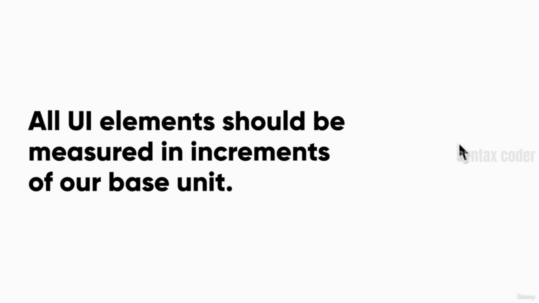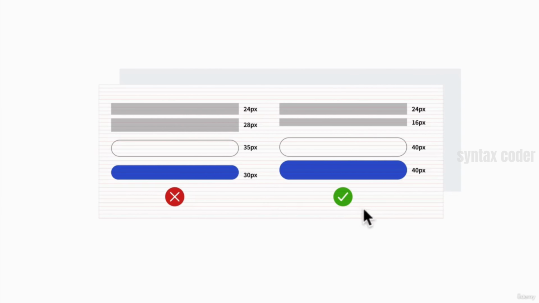Up next is sizing. Now, all UI elements should be measured in increments of our base unit. This helps us with a bunch of things like clear alignment, consistency, and hierarchy. Let's take a look at the difference between the two here. One's using an 8-pixel base unit, the other one isn't really using anything, and there's just no rhythm.